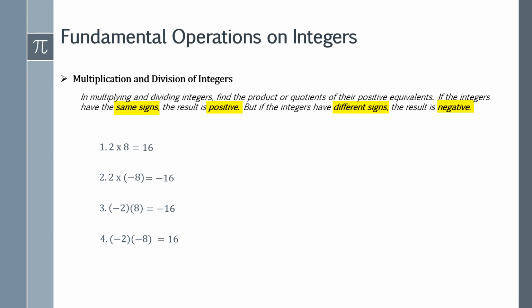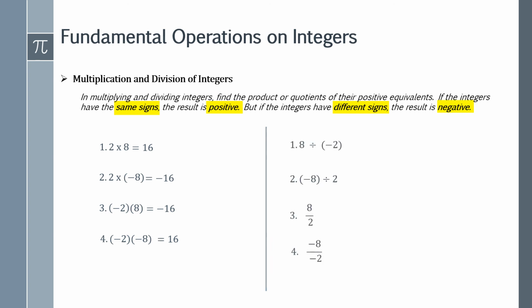So, when multiplying, tingnan nyo lang yung sign. Okay? So, just simply multiply the integers. Then, if they have the same sign, just put positive as an answer. If they have different signs, put negative as a sign of your answer. Okay? So, let's go to division of integers. Again, the same rules. If same sign, positive. If different sign, negative. So, let's have these examples, class.